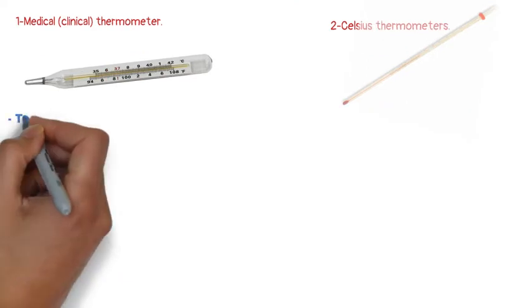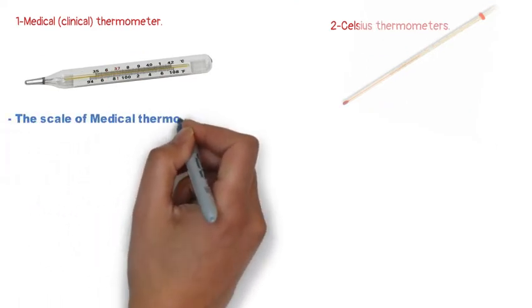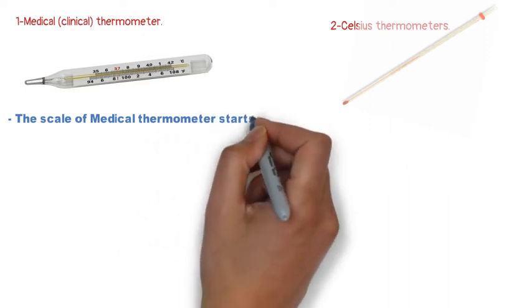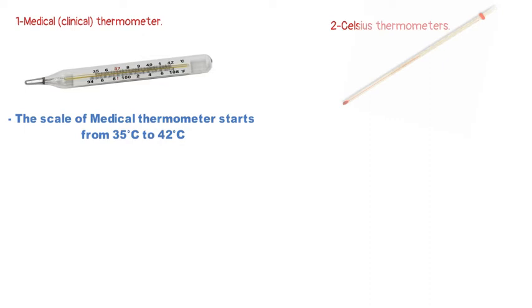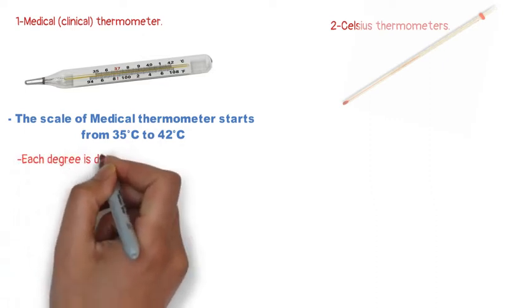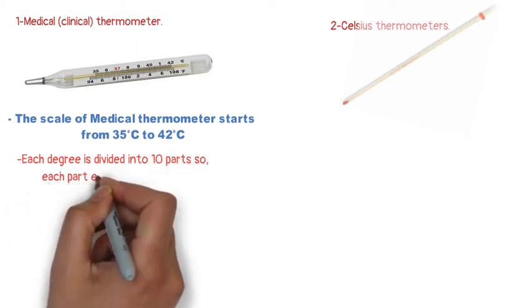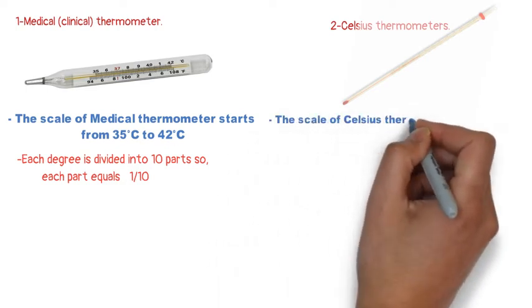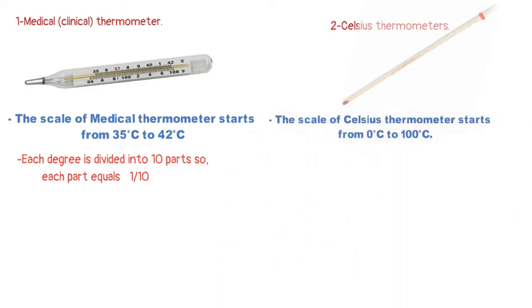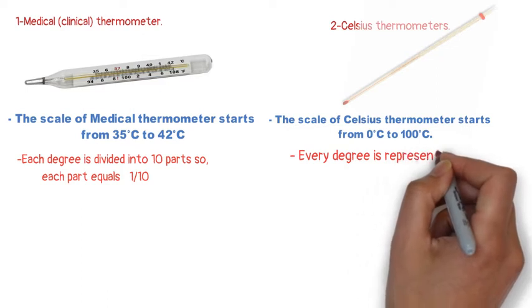Second, the scale. The scale of the medical thermometer starts from 35 degrees Celsius to 42 degrees Celsius. Each degree is divided into 10 parts, each part equal to one-tenth of a degree, or 1 over 10 degree. While the scale of the Celsius thermometer starts from 0 to 100, and it's divided into 100 parts, each part equal to 1 degree.